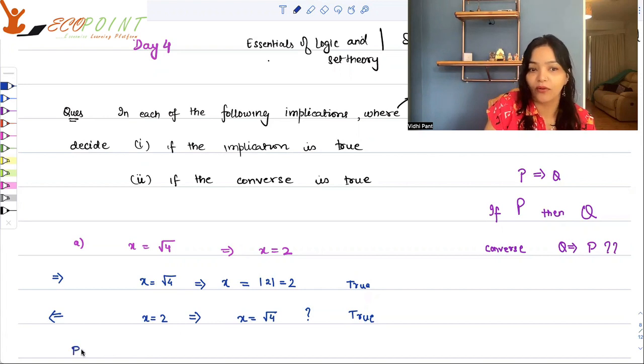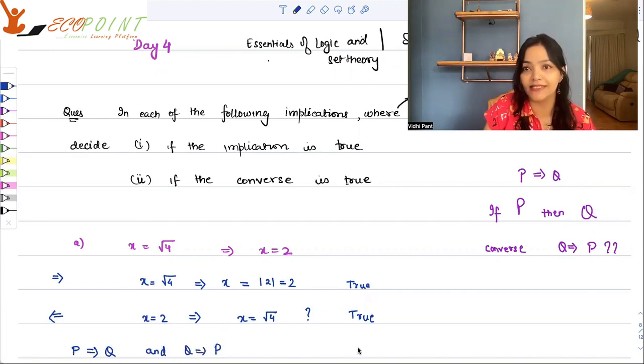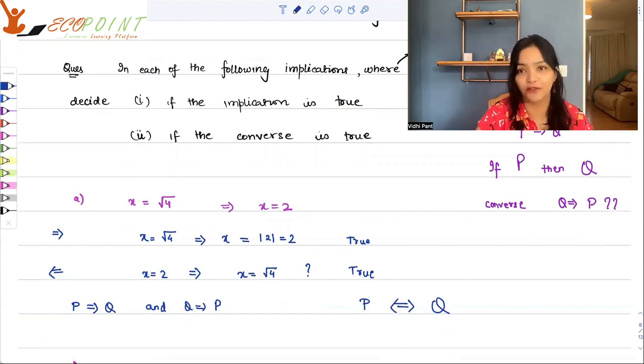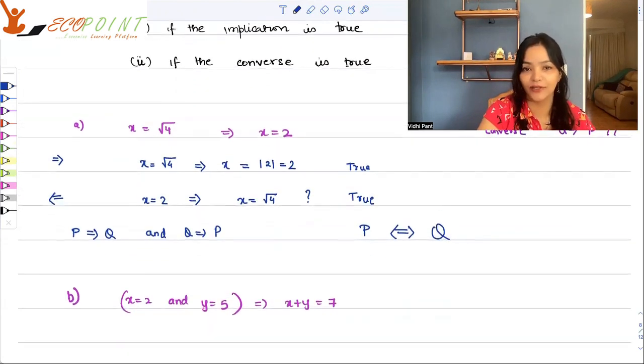And now, a quick recap. In case P implies Q and Q also implies P, that means it's an equivalent statement, or we call it an if and only if statement. That is, P is necessary as well as sufficient for Q, and so is Q.